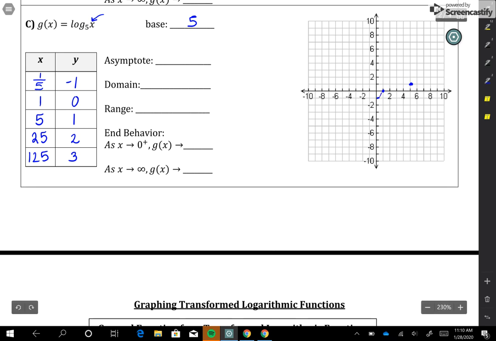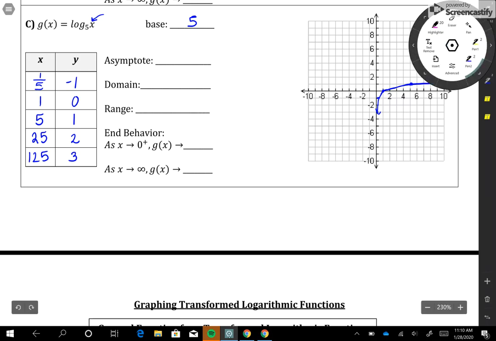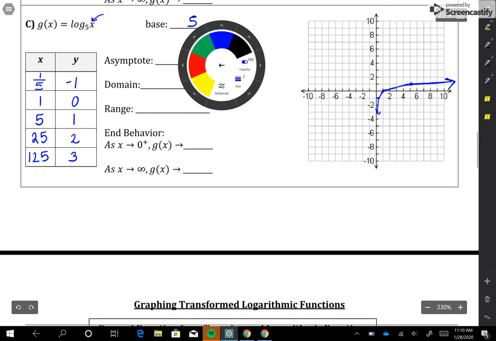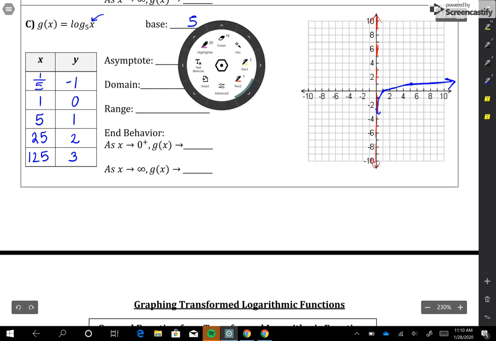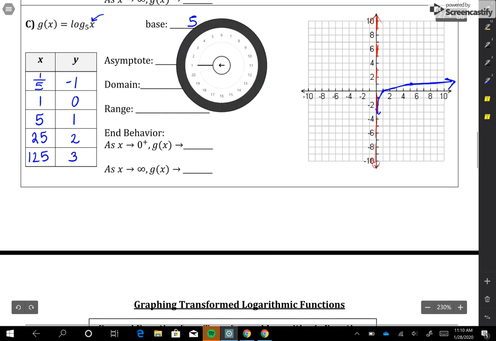So let's go ahead and connect these points, making sure not to cross my y-axis because we know there's an asymptote there, and drawing the curve. Okay, so let's go ahead and draw that asymptote at, remember, it's at x equals 0. And let's fill out this information.